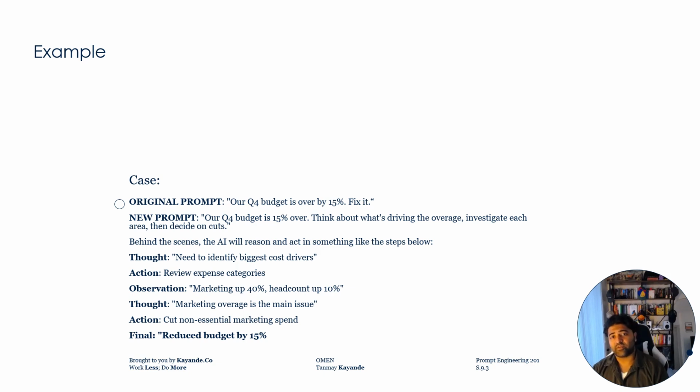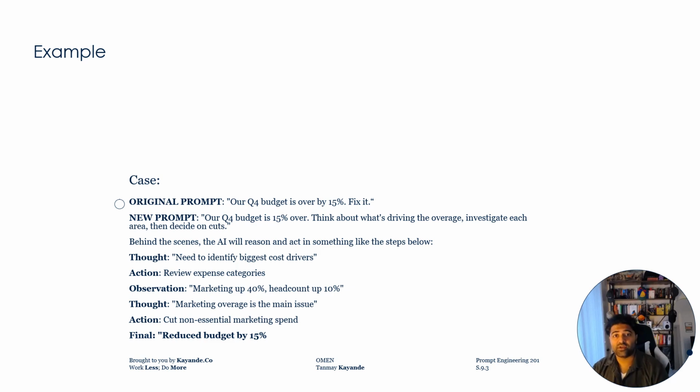While the white paper provides a Metallica-based example on pages 38 to 39, here's a finance-related example. If you were to share your company's financials with your AI and say, our Q4 budget is over by 15%, fix it, it would guess at the approach to take. However, using ReAct, your new prompt could be, our Q4 budget is 15% over. Think about what's driving the overage, investigate each area, then decide on cuts. Behind the scenes, the AI will reason and act in something like the steps below.